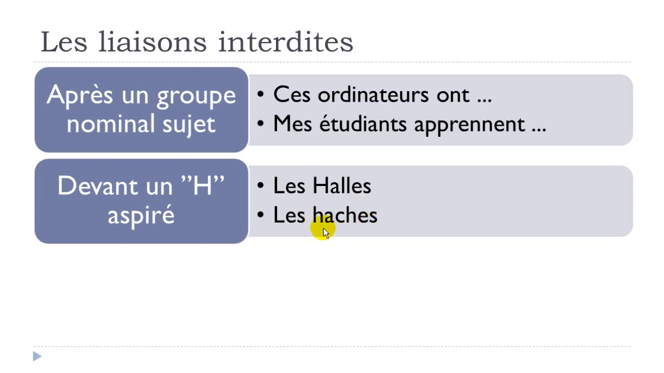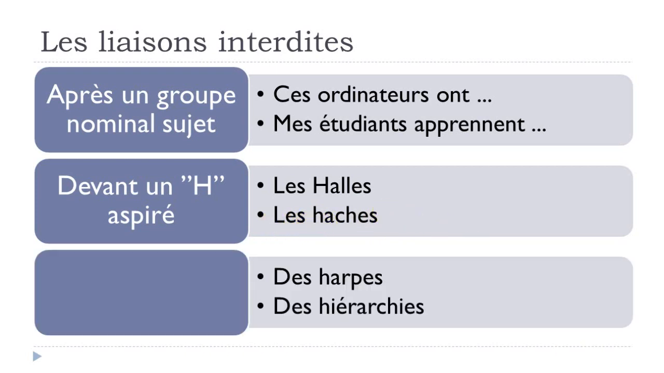Same thing here. H, well, it's an axe, okay, and in that case it's the plural form. Les haches, okay, les haches. So you don't say les-z-haches, but you say les haches. All right, so I did write two other examples. In that case, harpe, so the musical instrument. Des harpes, okay, so you don't make the liaison between the two. Des harpes. And the last one, hiérarchie.